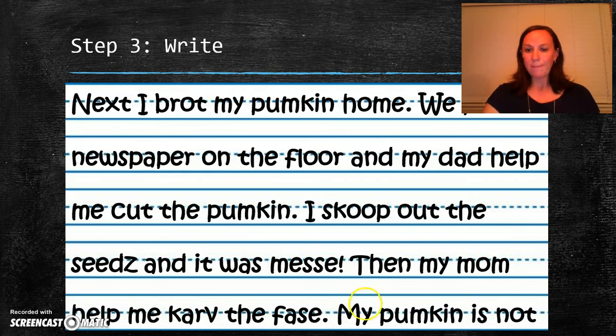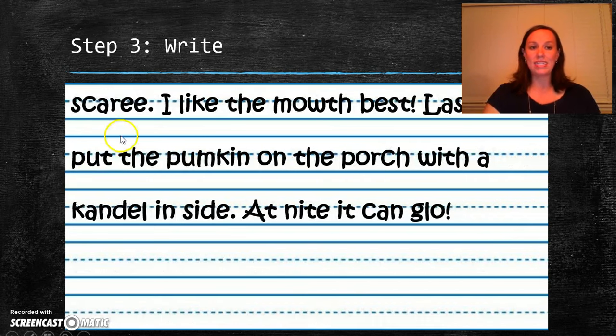I'm going to keep reading. My pumpkin is not scary. I like the mouth best. Last, we put the pumpkin on the porch with a candle inside. At night, it can glow.